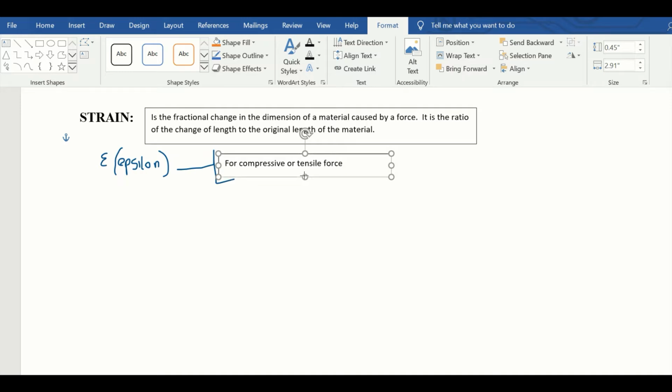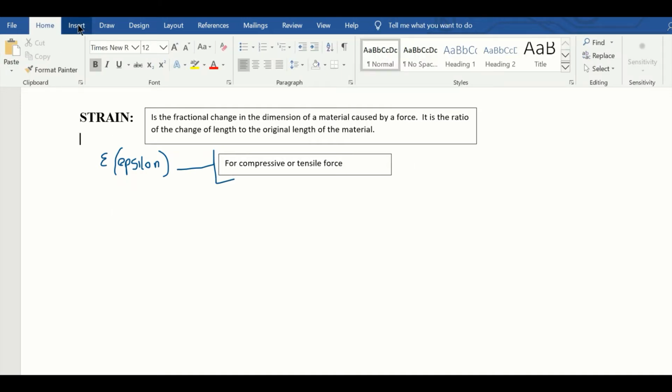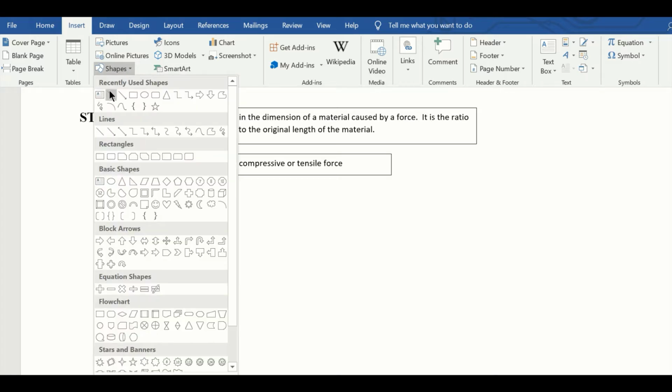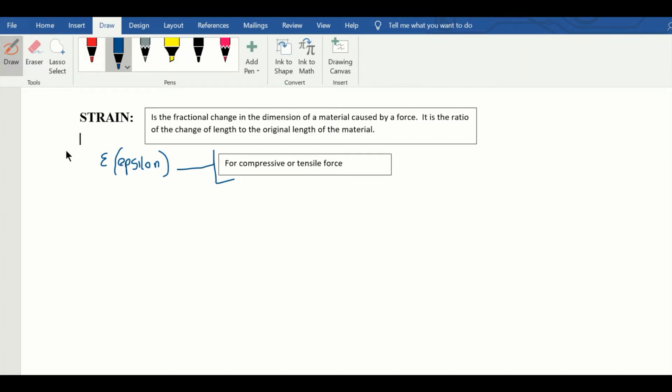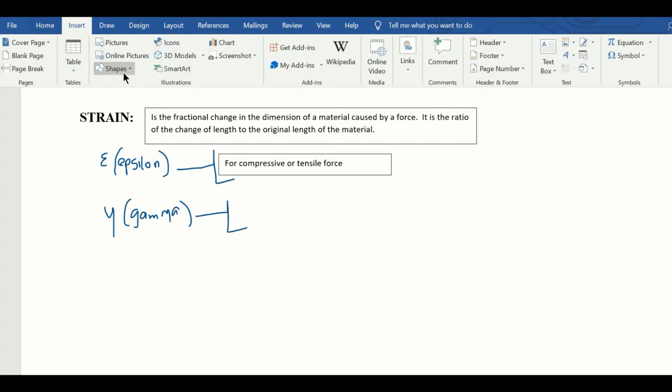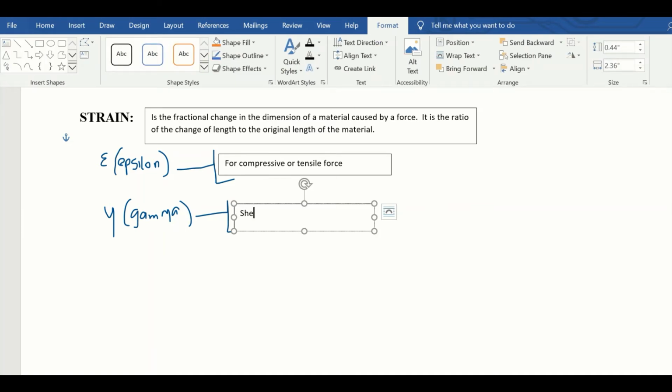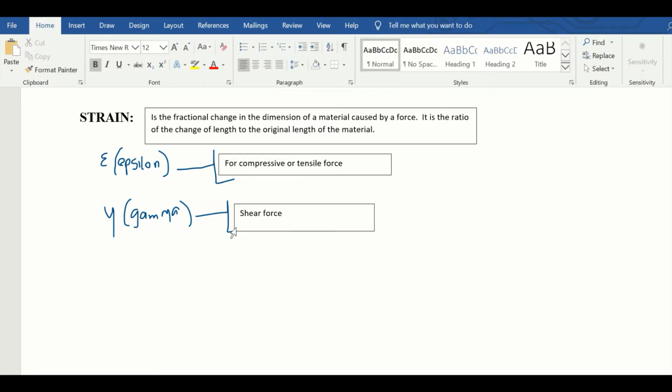But when we have a shear force acting on the material, we use a symbol that you all know very well. It's called gamma. It's also a Greek letter. This is used for shear force. So when shear force is acting on the material, we use this symbol for strain. These are the symbols we use for strain.